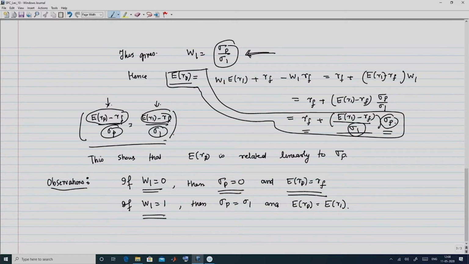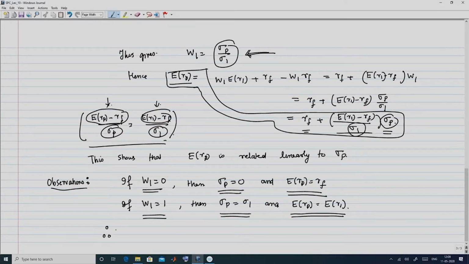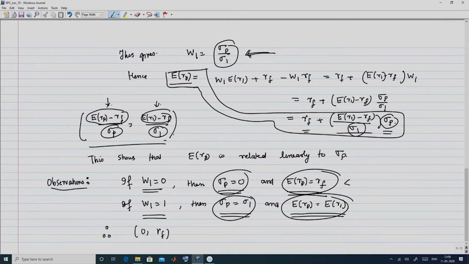On the other extreme, if W1 equals 1, that means your portfolio is completely comprising of the risky asset, and so obviously the risk of the portfolio is going to be the same as the risk of the asset, and the return of the portfolio is going to be the same as the return of the risky asset. So, from here we can conclude that these two points, the first pair 0, Rf and the second pair sigma 1, E of R1, lie on a line in the sigma, E R plane.